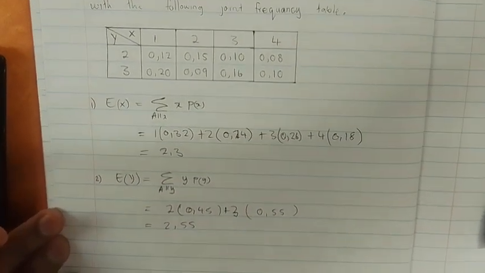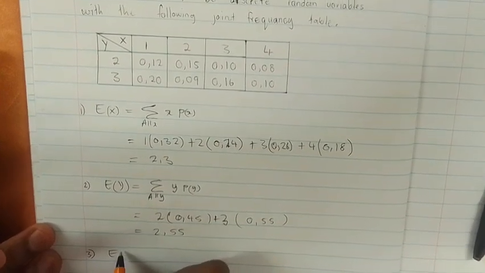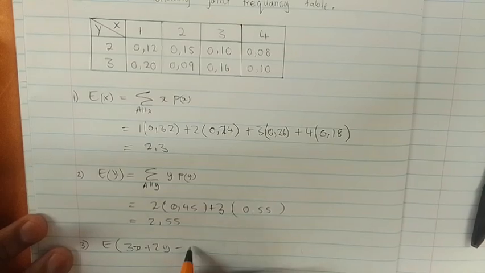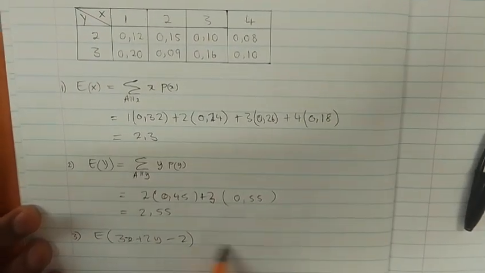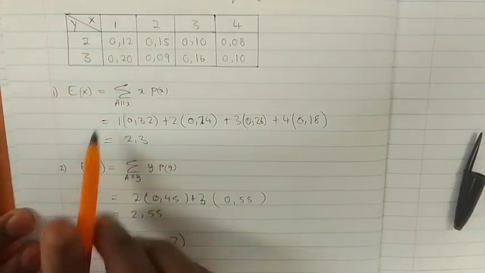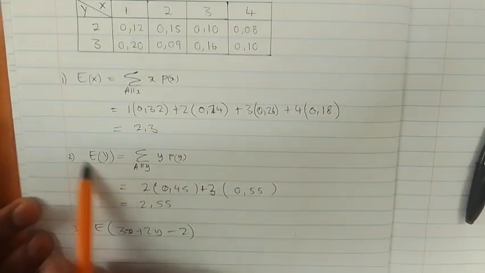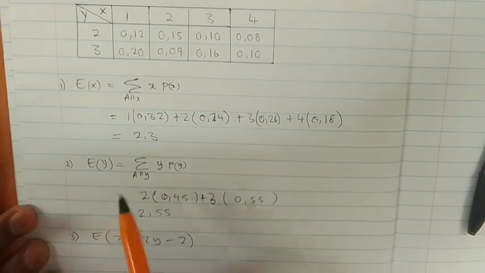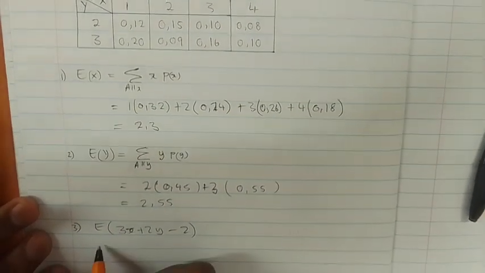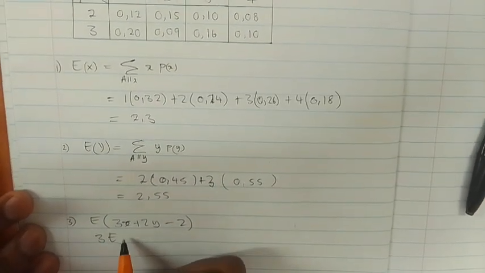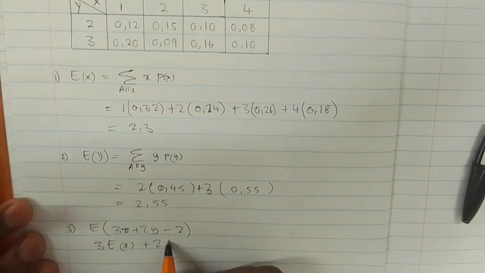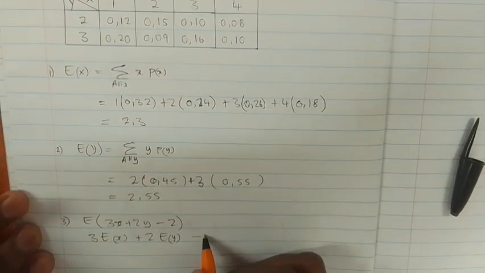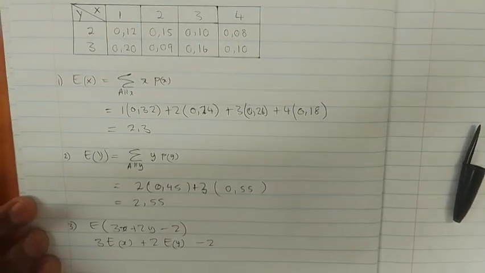We have to calculate the expected value of a linear function that is 3x plus 2y minus 2. First simplify this and then plug in the expected value of x where possible, and then substitute the expected value of y where you must. Let's simplify this. This can be written as 3 expected value of x plus 2 expected value of y minus the expected value of a constant, which is just that constant itself. So expected value of minus 2 is just minus 2.